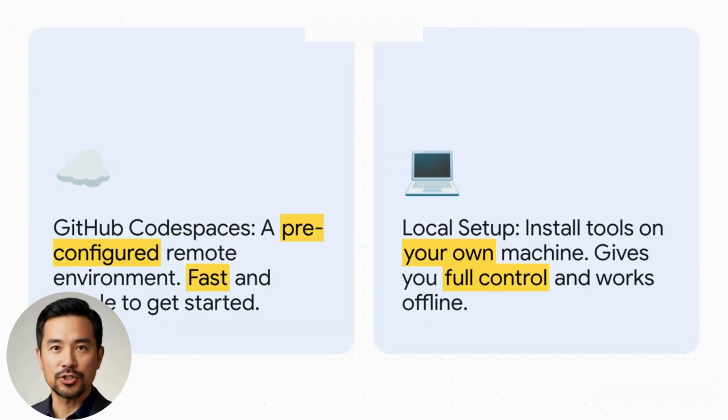So on one side, you've got GitHub Codespaces. Think of this like renting a fully equipped professional workshop in the cloud. It's all pre-configured, so you can literally just show up and start coding. It's fast, it's simple. Now, on the other side, you've got the local setup. This is like building your own custom workshop in your garage. It gives you absolute control over everything, and you can even work when you're offline. There's no wrong answer here. For real, it's all about what feels right for you.